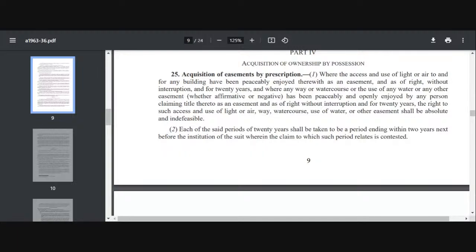So peaceably enjoy means no one is claiming, ऐसा नहीं कि रोज आप झगड़ रहे हो उस चीज को लेके। मैं बोल रही हूँ कि आप मेरे घर, आप मेरे लैंड से पानी नहीं लेके जा सकते हो, बट आप नहीं मान रहे हो, आप आ रहे हो। तो अगर हम बार बार आपको बोल रहे हैं या कोई सूट चल रहा है, तो वो 20 years काउंट नहीं होगा। अदरवाइज अगर किसी ने कोई भी ऑब्जेक्शन नहीं करा है, आप ओपनली एंजॉय कर रहे हो, विदाउट इंटरप्शन एंजॉय कर रहे हो, एंड यू आर एंजॉयिंग इट एज अ राइट एंड एज एन ईजमेंट, enjoying it as a right and as an easement, then this right becomes absolute, this right becomes indefeasible, right?